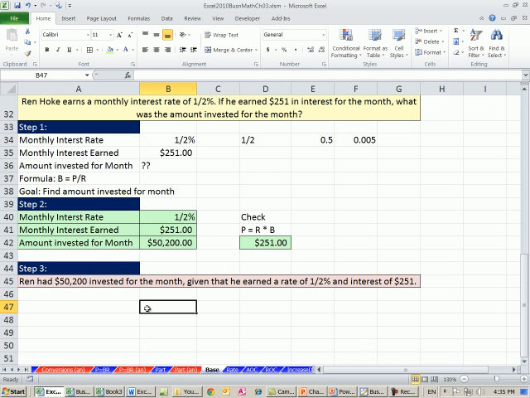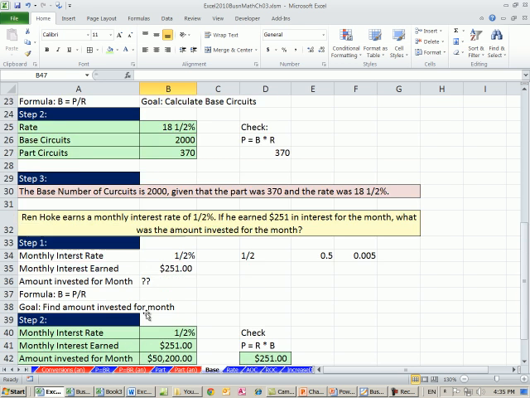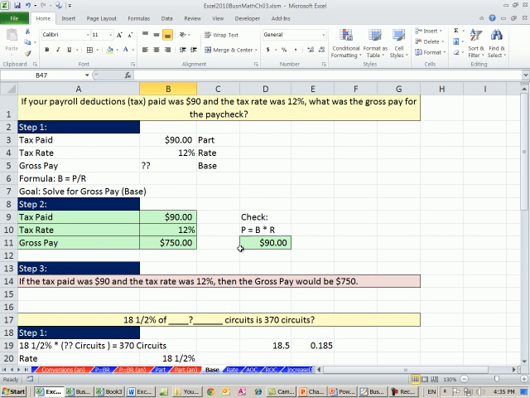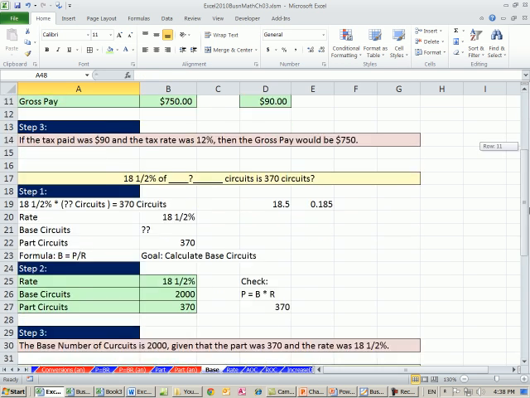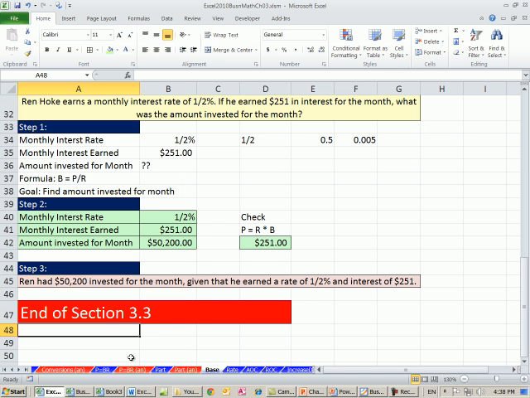All right, so we saw 3 problems in Excel, how to solve for the base using the formula part divided by rate, and then we saw some things by hand. Now let's scroll down here. That is the end of section 3.3, so you can do homework there. Next video, we'll do 3.4, and we'll see how to solve for rate. See you next video.